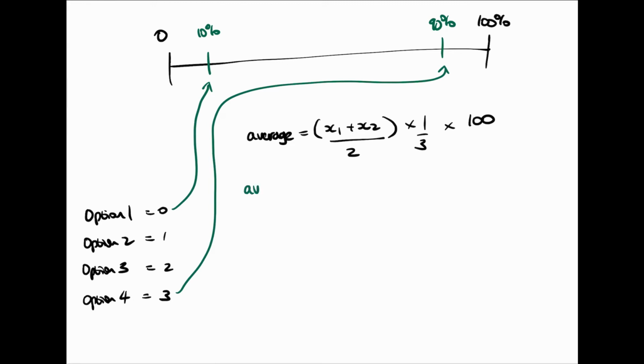Again, the average, it's the same formula. It's the first point plus the second point divided by 2, and we multiply by a third. But this time we scale it by 80% rather than 100, and then we move it up a bit by adding 10 to it.